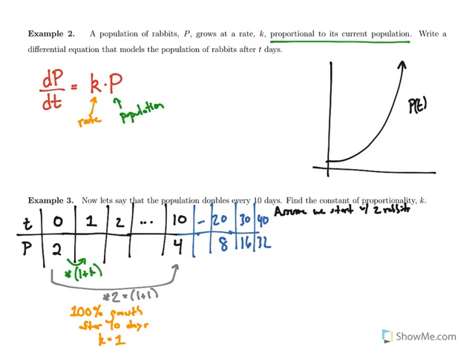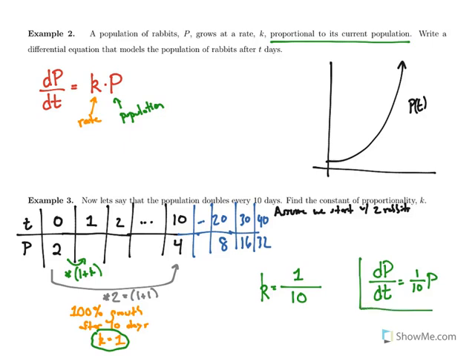We also need to kind of take that into account. So this is kind of not really what we're doing here. Our K value is going to be that value of 1 corresponding to 100% growth divided by 10, because every 10 days we have that. So our differential equation here would be dp dt is equal to 1/10 p.